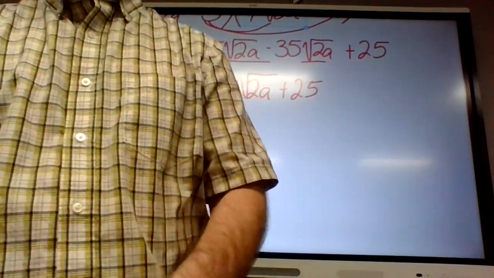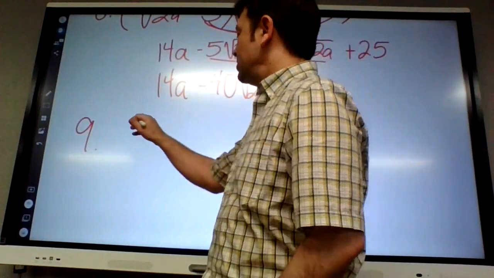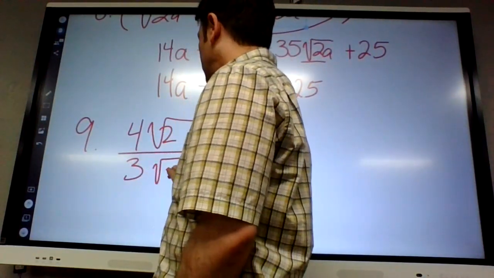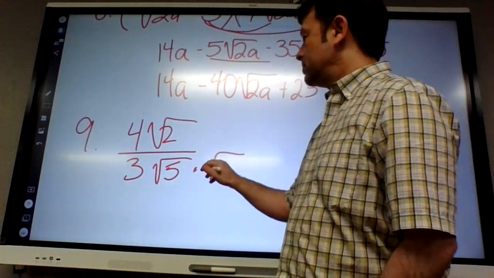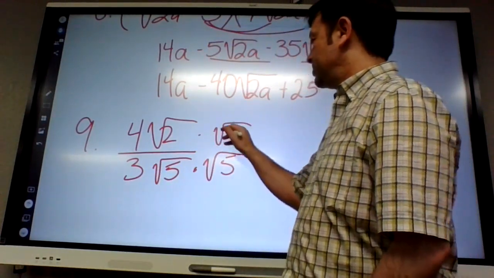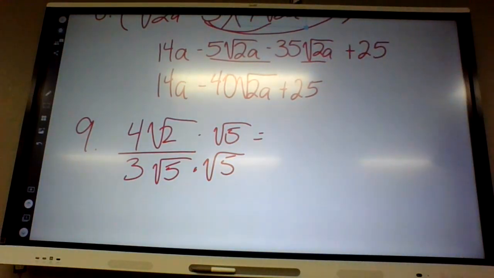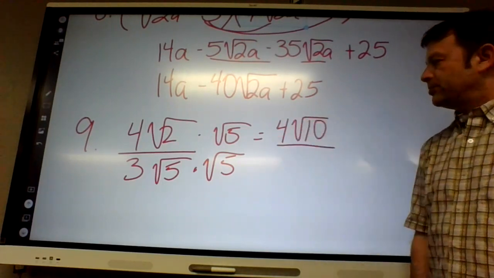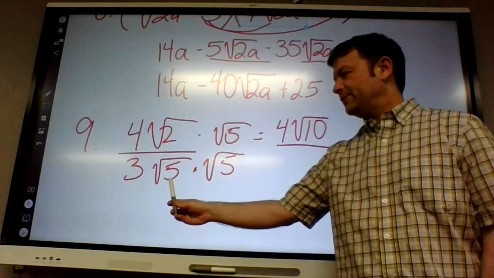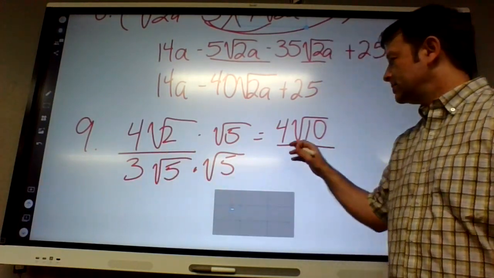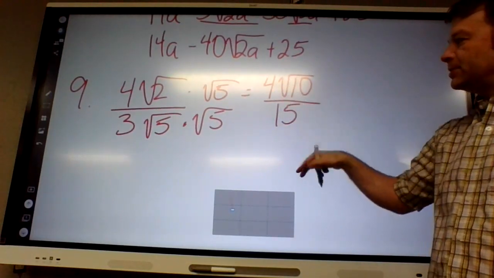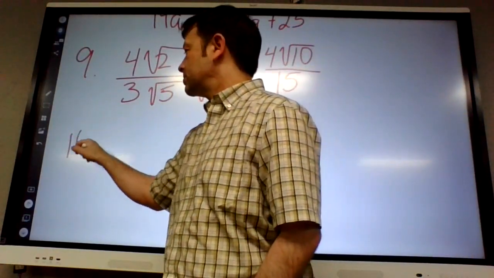All right. Can a calculator do number 9? Yes, it can. How do we do it without a calculator? Multiply by square root of 5. Yeah, you can't leave the square root in the denominator, so you multiply top and bottom by square root of 5. The top becomes 4 square root of 10. The bottom, what's square root of 5 times square root of 5? Times 3. 15. Can we do anything else? No. If those two reduced, you could, but no, it does not.